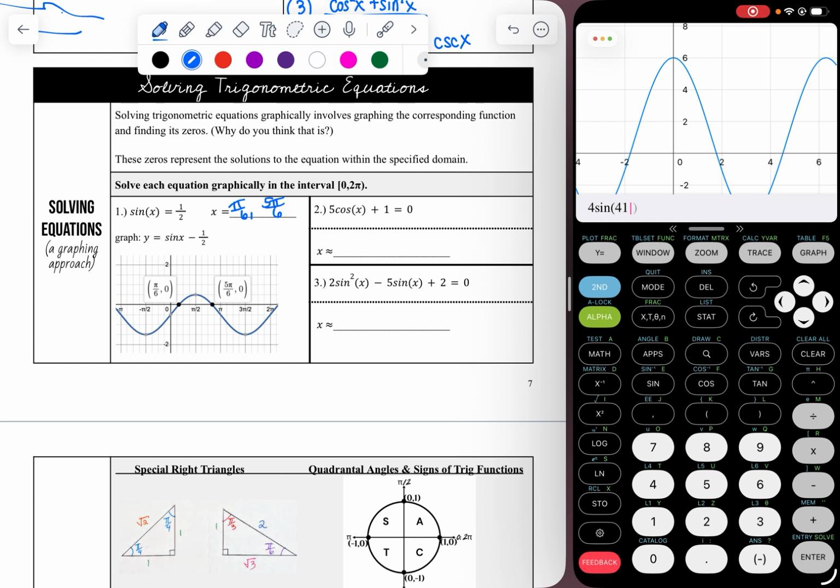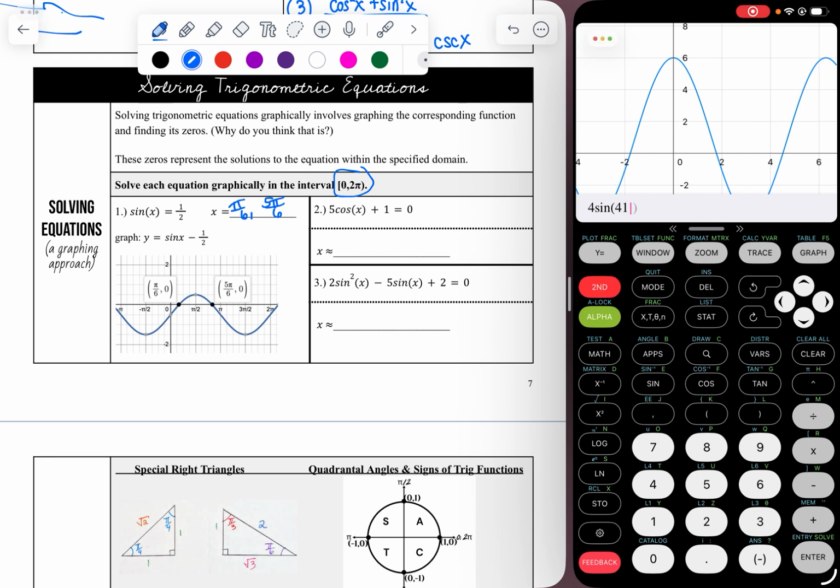And we're only looking for them between 0 and 2 pi. That's why on number 1 it was just pi over 6 and 5 pi over 6, because I forgot to mention they restricted the domain here. We're just between 0, which we can equal, and 2 pi, which we can't equal. So between there and there, I can see 2 x-intercepts on my graph.